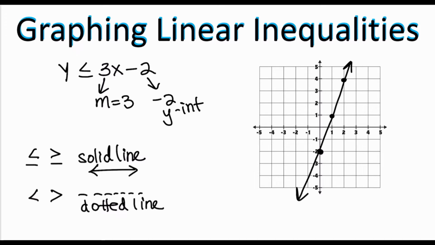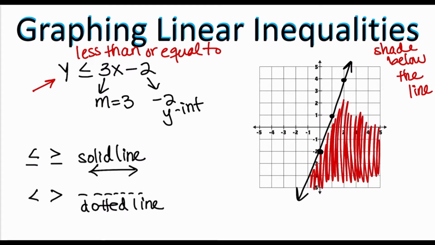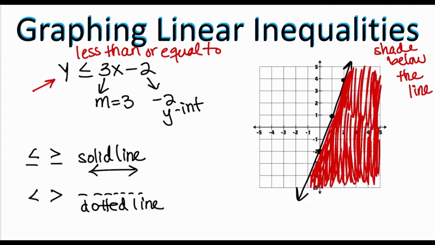So now that I drew my solid line, which way am I going to shade? Because it says less than or equal to, and I have the y completely by itself on the left-hand side, I'm going to shade below the line. So I'm going to shade everything below this line. And if you have colored pencils, then you can shade. So basically all of this is going to be part of my answer, all up until I get to this line. So there's infinitely many points that are going to be here.